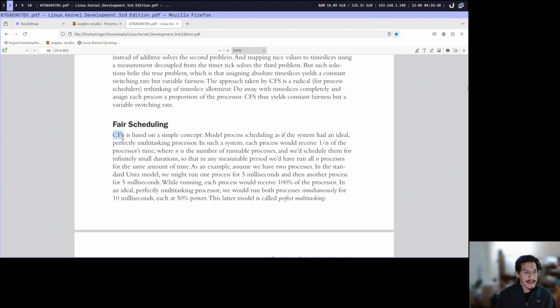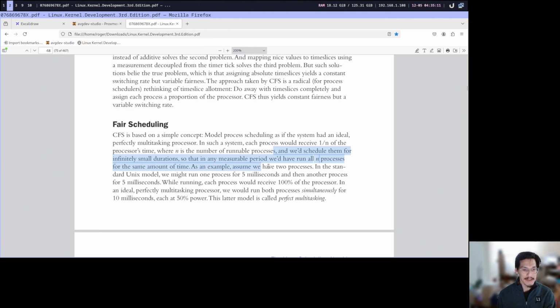Okay. CFS is based on a simple concept: model process scheduling as if the system had an ideal, perfectly multitasking processor. In such a system, each process would receive 1/n of the processor's time, where n is the number of runnable processes. So if there's three processes, then each process would get a third. Okay? And we'd schedule them for infinitely small durations so that in any measurable period, we'd have run all n processes for the same amount of time.